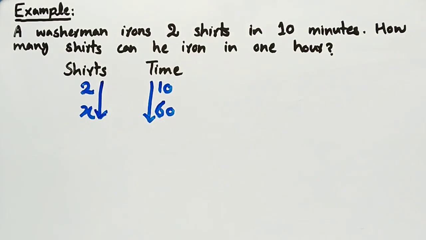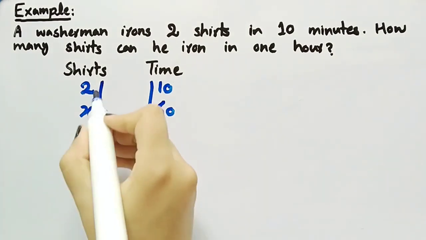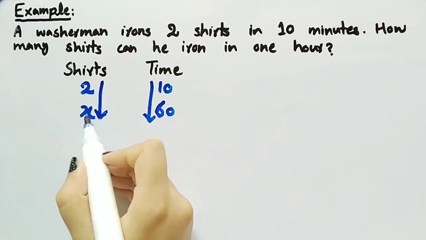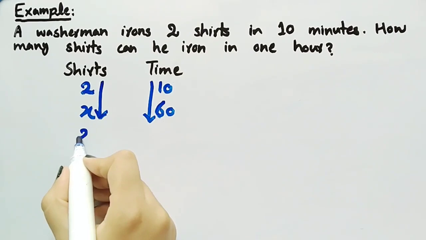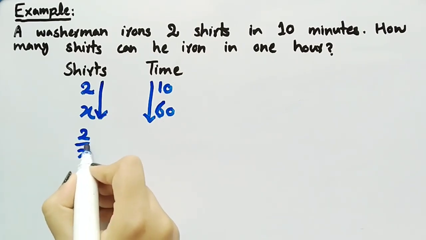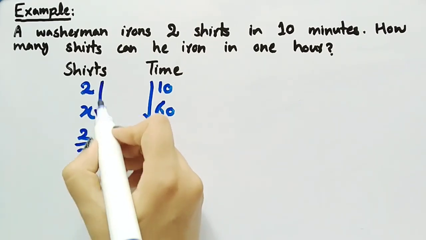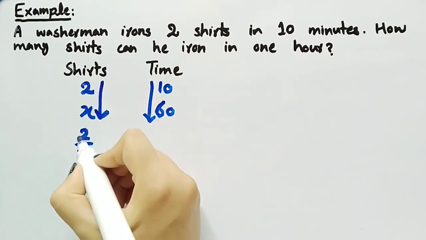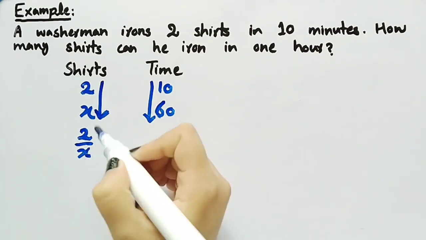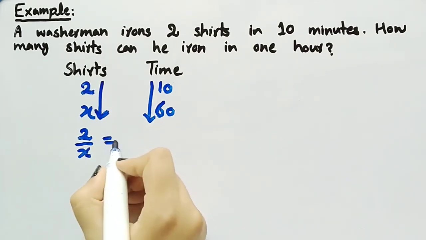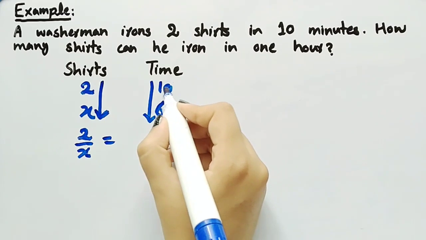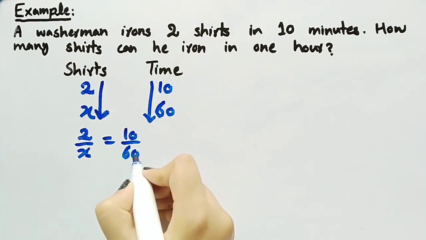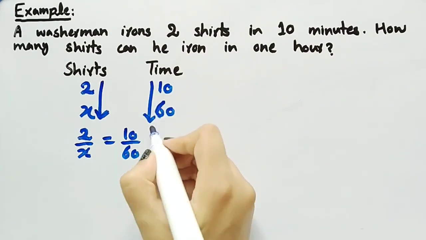We will now write the terms by observing the direction of the arrow. Since the direction of the arrow is downward, we will write 2 by x. It is written in the same manner as the direction of the arrow is. We have written 2 as a numerator and x as a denominator, equal to, now we will write 10 by 60. It is written in the same manner as the direction of the arrow is.